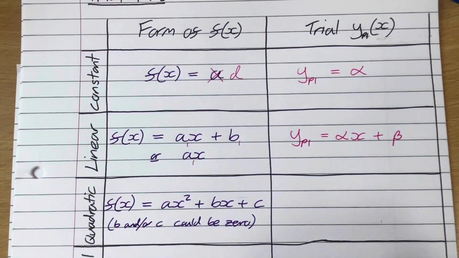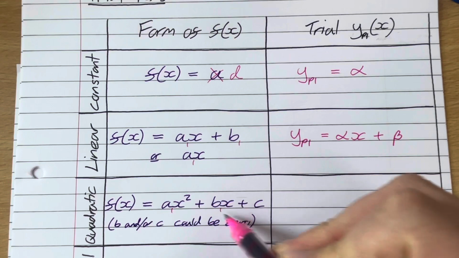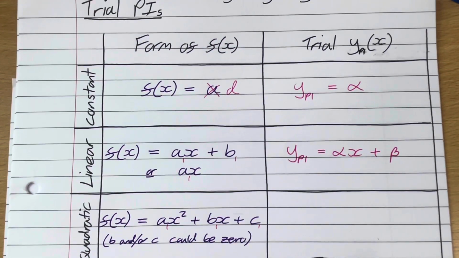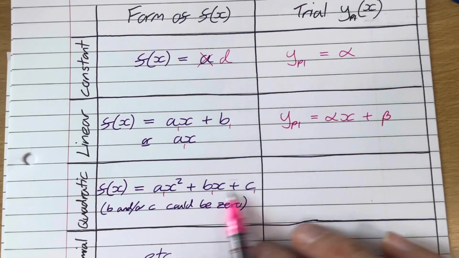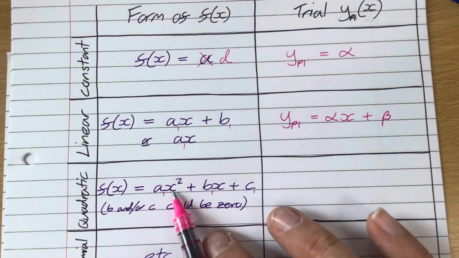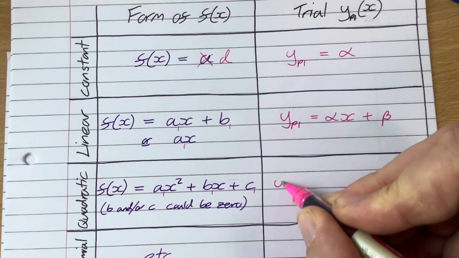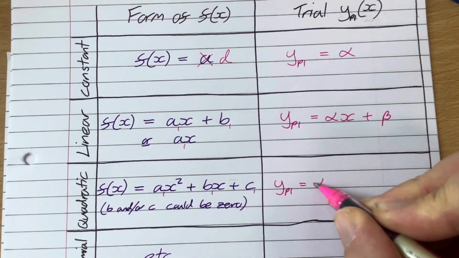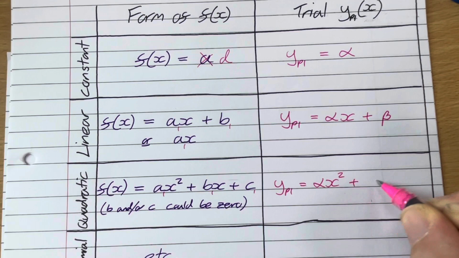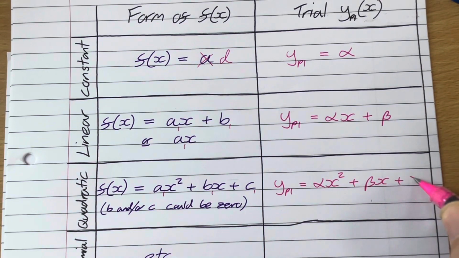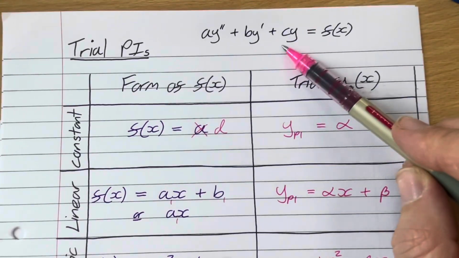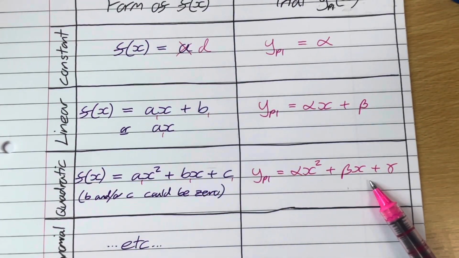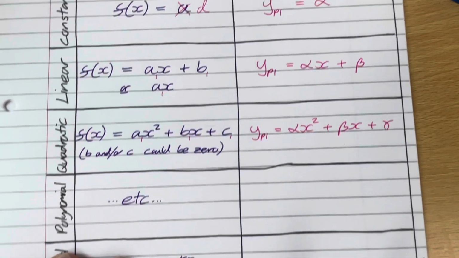Similarly, I can extend that further to a quadratic case. So ax squared plus bx plus c, again, different a's, b's and c's to the top. b and/or c could be 0. The important point is this is a quadratic polynomial. Then my particular integral would be just a general quadratic, alpha x squared plus beta x plus gamma, and I would run this through my differential equation up here to get numerical values for alpha, beta, and gamma. Of course, I could apply that to any polynomial.